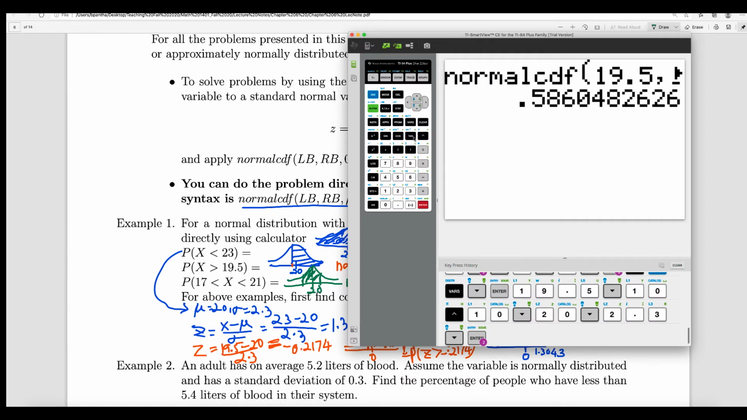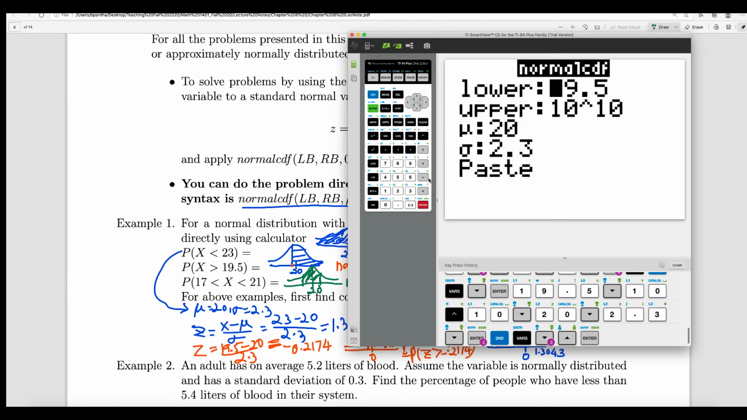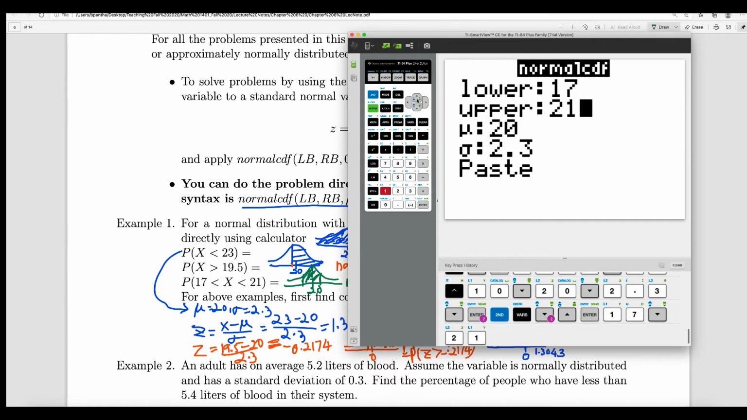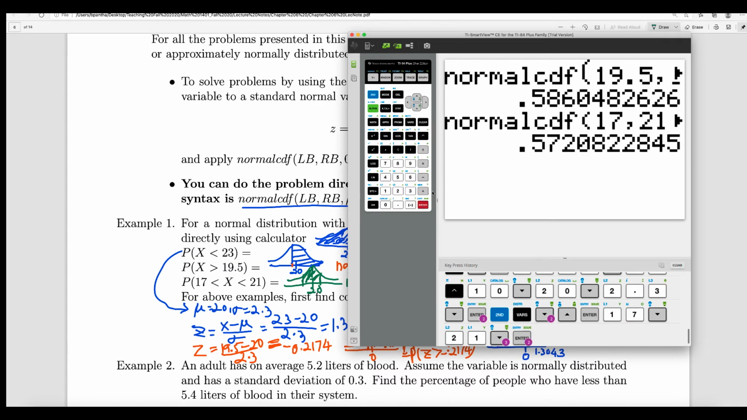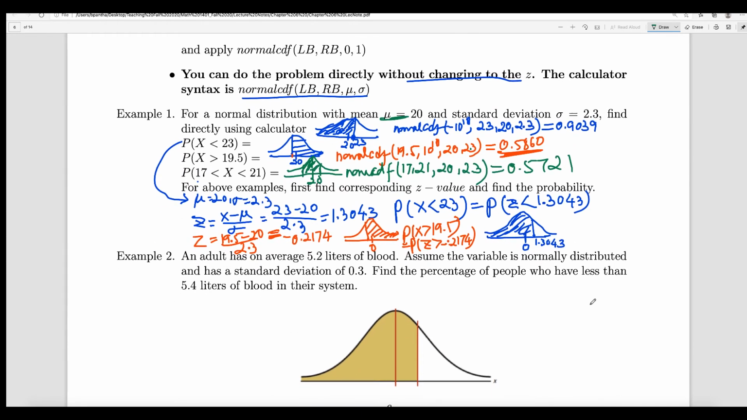So just apply that thing. Second vars, normal CDF, not inverse, left is 17, right is 21. That's what the question is asking, right? Mean mu is 20, sigma is 2.3. We are good, so hit enter. This is very good, 0.5721. This is how we find out the area under the normal curve if the standard normal G is not given.